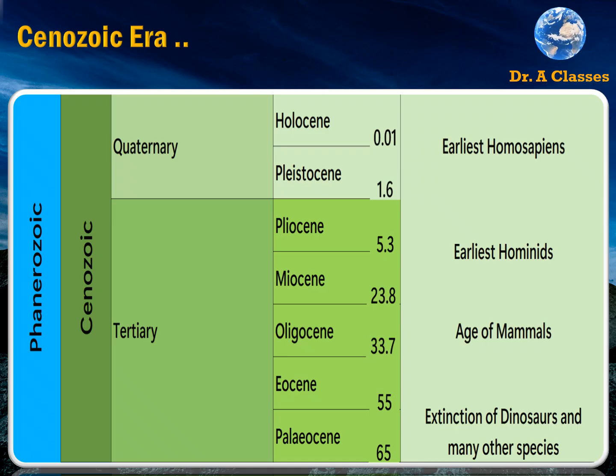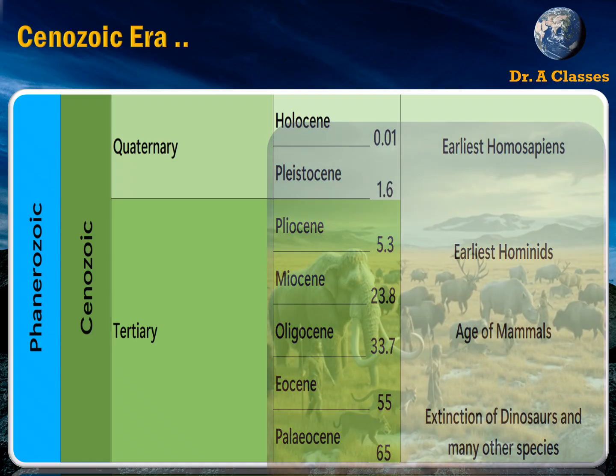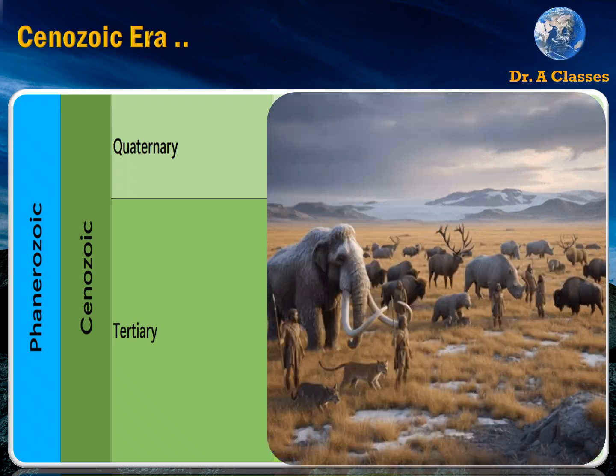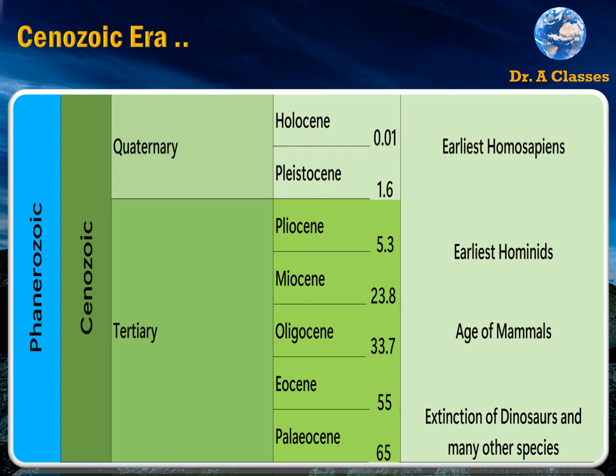The Quaternary period includes the Pleistocene and Holocene. The Pleistocene is marked by repeated ice ages and the appearance of early humans, while the Holocene represents the rise of modern Homo sapiens and the development of human civilization. Overall, the Cenozoic era traces the evolution of mammals, primates, and eventually humans.